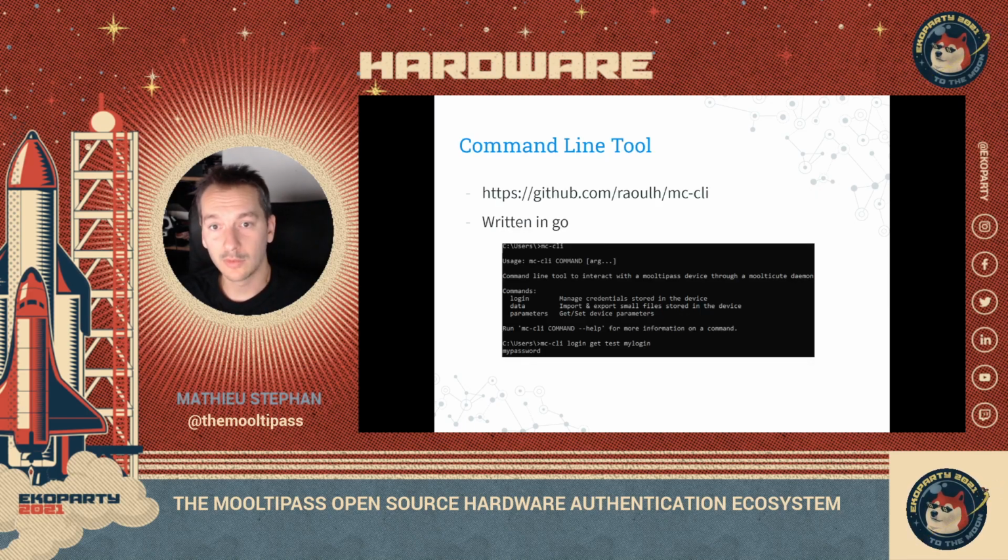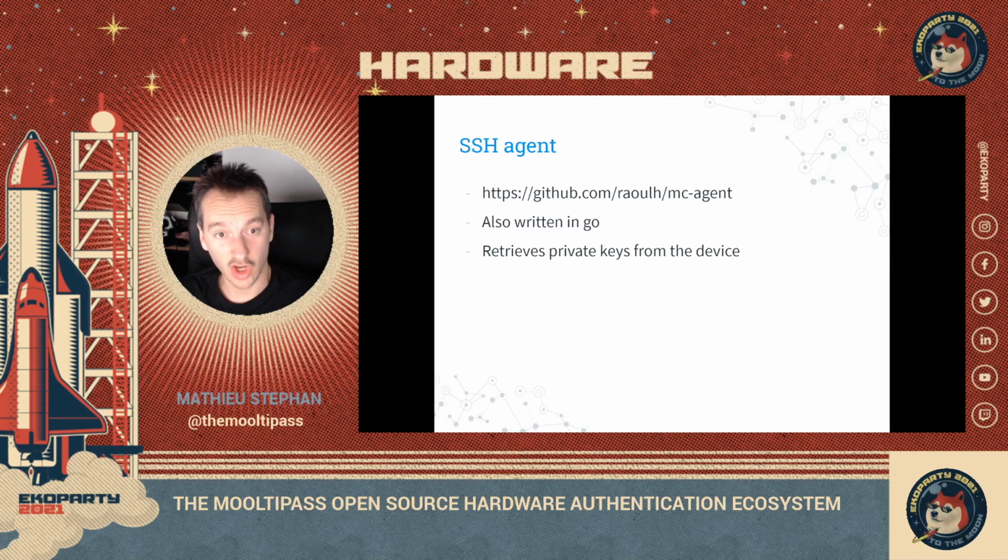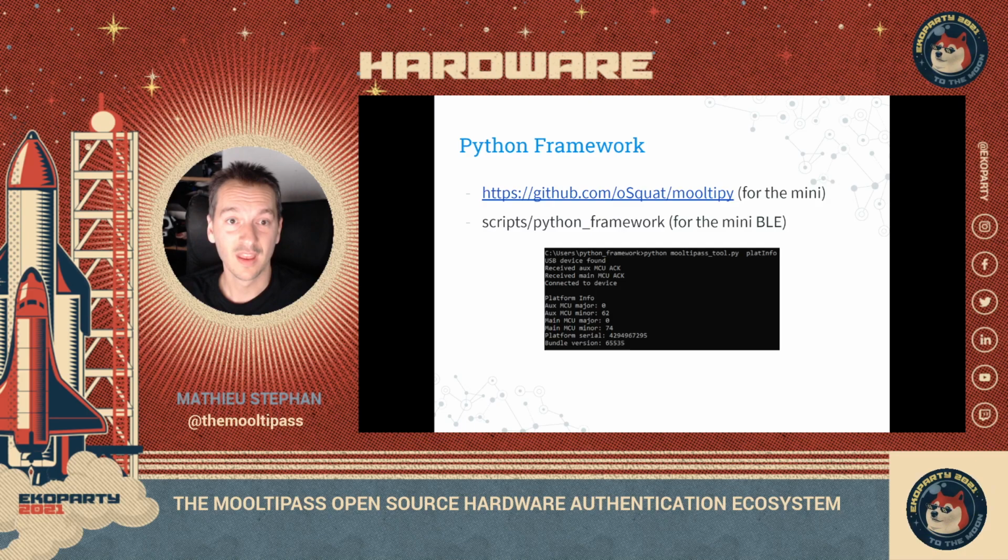We have a command line tool, written in Go, which also allows you to recall credentials. We have an SSH agent, written in Go, which retrieves the private keys from the device. I would personally more recommend using FIDO2 web authentication to authenticate to different servers. Since I don't know which version of OpenSSH it's possible, it works amazingly well. I highly recommend it. And we also have a Python framework.